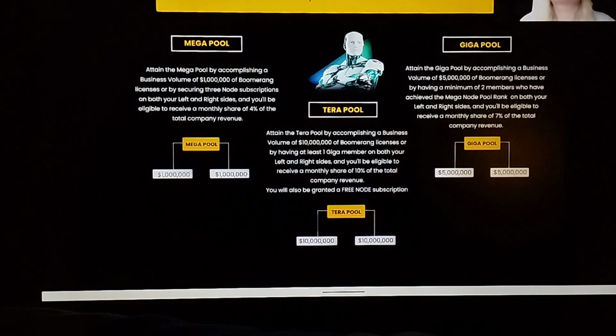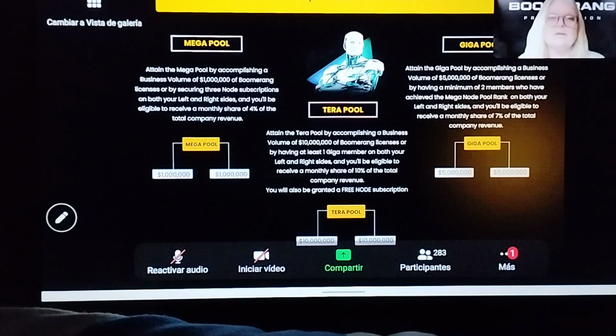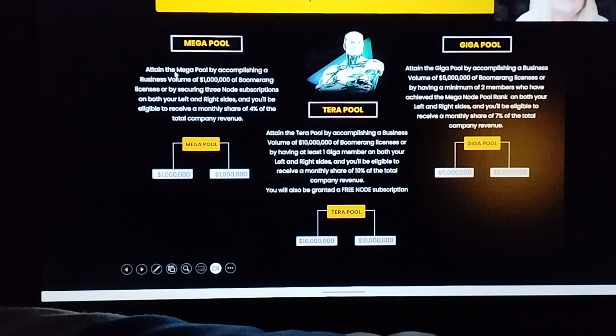Now, there are big teams and there are small teams, and to make sure that everybody benefits from the whole, they are also structured in pool income. That means you can become part of a pool that looks at the total income of the whole company. And the first qualification for that is Mega Pool.